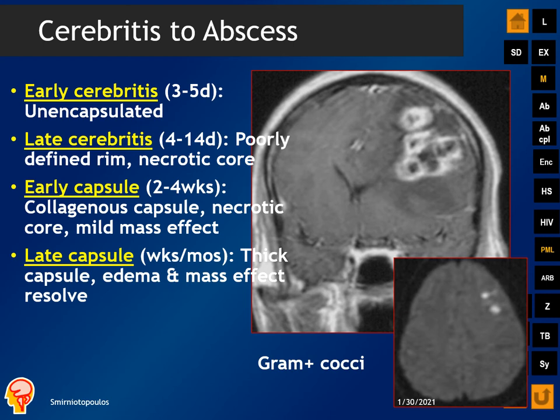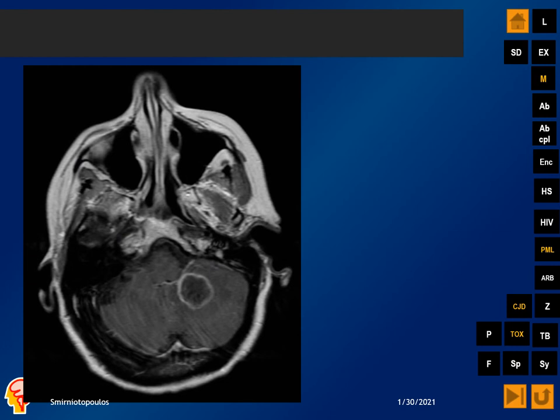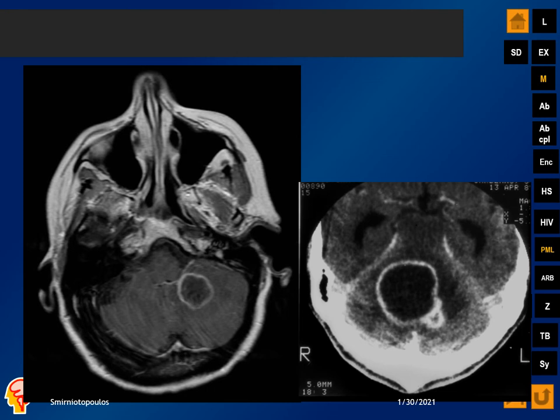And the late capsule stage around an abscess, weeks to months, has a thick capsule, and edema and proportionate mass effect begin to resolve. If we look here at these images, we can see multiple ring-enhancing lesions, daughter abscesses surrounding vasogenic edema, and foci of restricted diffusion on the DWI image. One of the complications of having an abscess is the budding off of a daughter abscess as the infection spreads through the capsule into the adjacent brain.